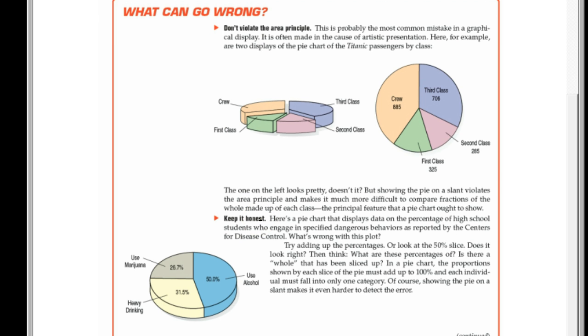Keep it honest. Here's a pie chart that displays the data of the percentages of high school students who engage in specific dangerous behavior. Okay, what's wrong with this? Well, take a look at the percentages. I'll give you a hint. They don't add up to 100%. So someone really screwed up on this one. So you have to just keep your information honest. You just have to work with it and go through it, okay?